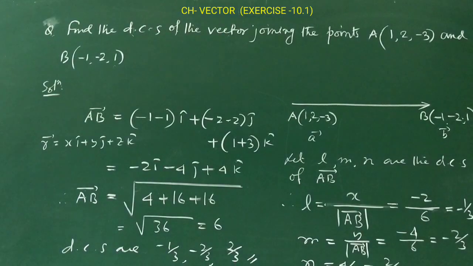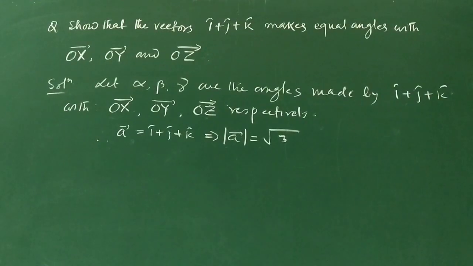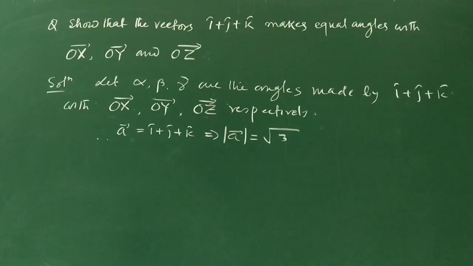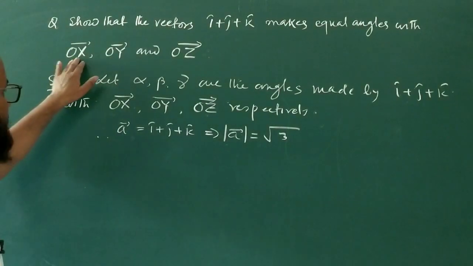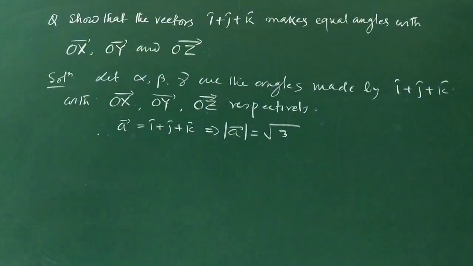This is a simple question. So in this way you can solve the particular question. Now the third question is, show that the vector i cap plus j cap plus k cap makes equal angles with Ox, Oy and Oz. Means positive x axis, positive y axis and positive z axis के साथ क्या एंगल कर रहा है, इक्वल एंगल कर रहा है. ठीक है.